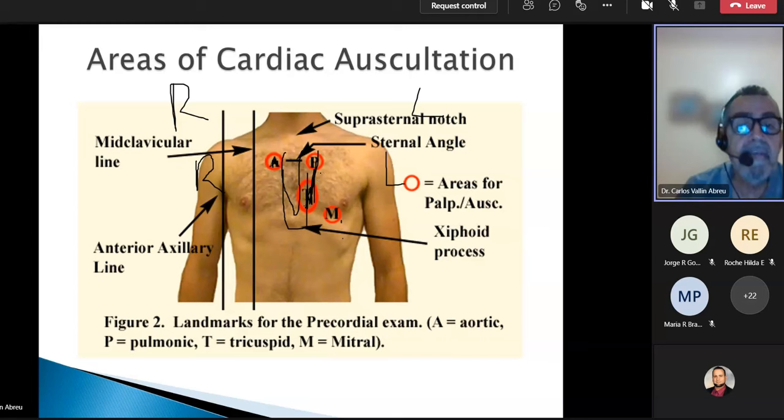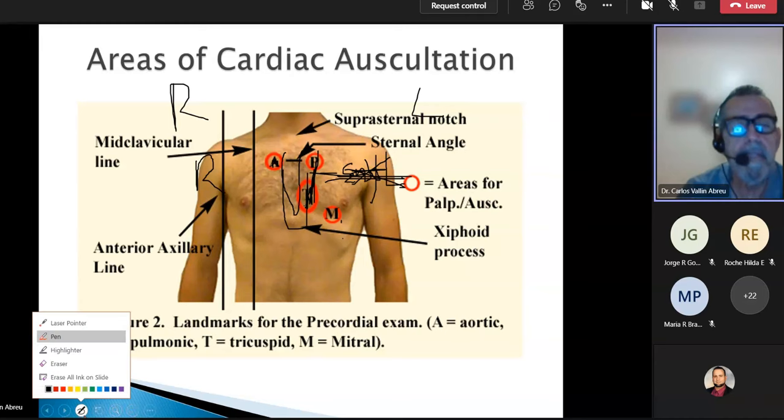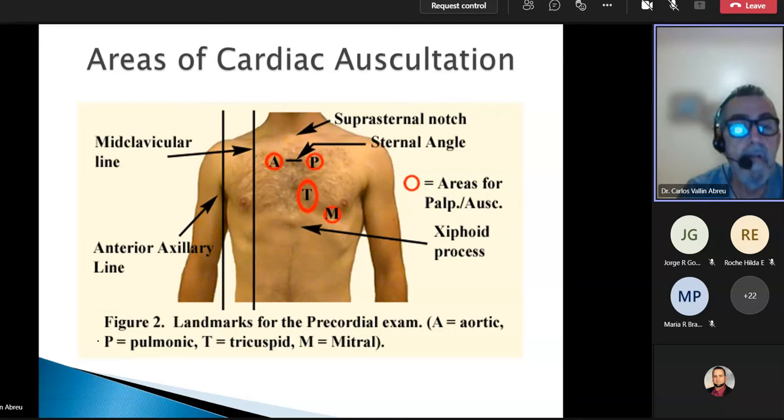Rarely tested, there is an Erb's point here. There is an accessory point to auscultate the aorta. It is not in the exam. It is for the cardiologist to auscultate murmurs of aortic insufficiency. It is too much for entry-level generalist nursing.